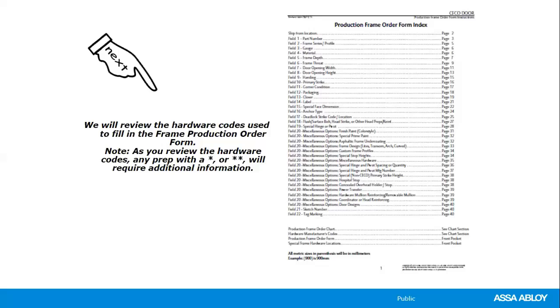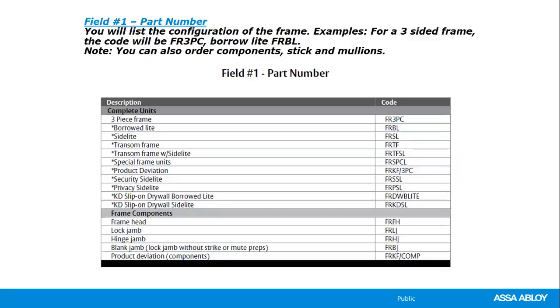This is what you would get in this hard copy as far as your frame order, production order. It will go through all of the different types of hardware preps. And as you look through this and some of the examples I'll show you, anything that has an asterisk to it, we need to have additional information, whether that's a location, whether that's a model number, template. There's some additional information other than just that hardware code that we need in order to fabricate the material.